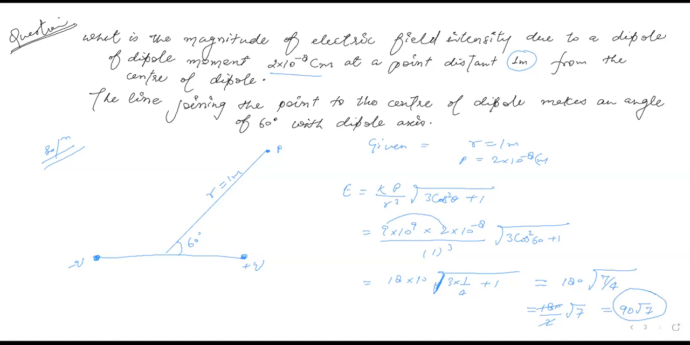What is the unit? Newton per coulomb. Sir, I solved till 180 root of 7 by 4, so I didn't know how to do that part. I already solved it. Your answer is the same or not? Yes, sir. It's noted or not? Yes, sir, already done, sir.